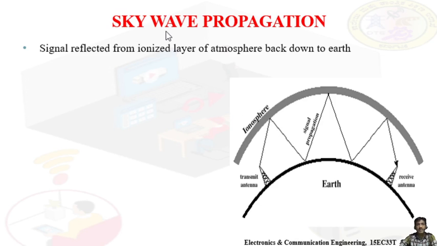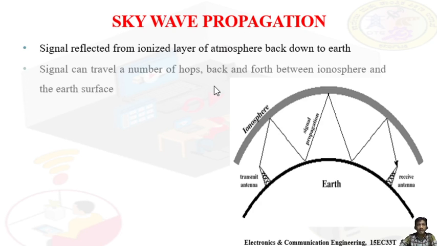This is nothing but sky wave propagation. The signal can travel back and forth a number of times between the ionosphere and Earth's surface. You can see here is the transmitting antenna, here is the receiving antenna. The signal is not transmitted only one time; many reflections can take place. Therefore, in sky wave propagation, it is not a single reflection, it is a number of reflections.